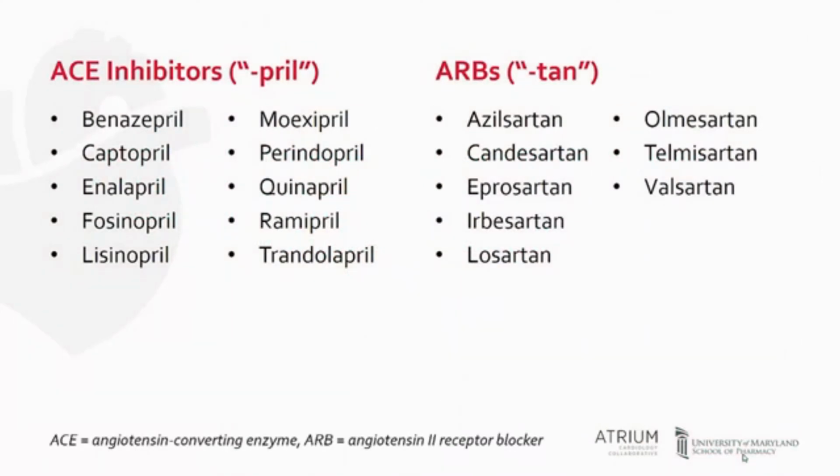Now, ACE inhibitors and ARBs are two of the most common drug classes used for the treatment of hypertension. And as you can see from these lists, there are a variety of options available. Now, ACE inhibitors are distinguished by ending in the word pril, such as lisinopril or enalapril, whereas ARBs are distinguished by ending in the word tan, such as candesartan or valsartan.